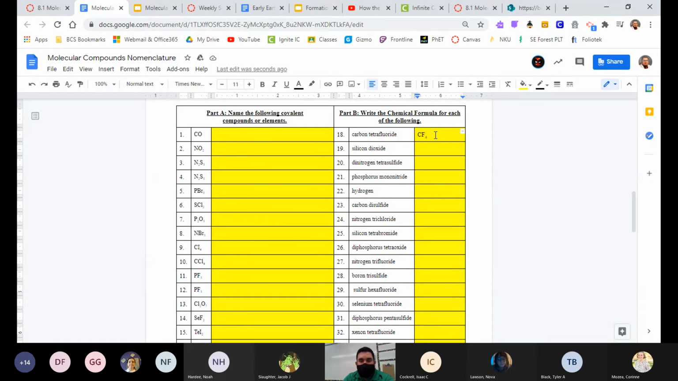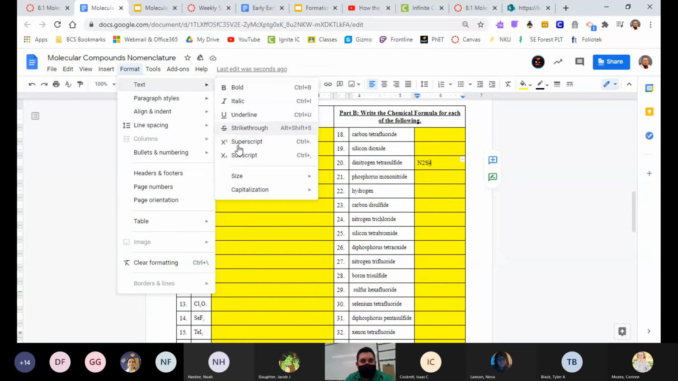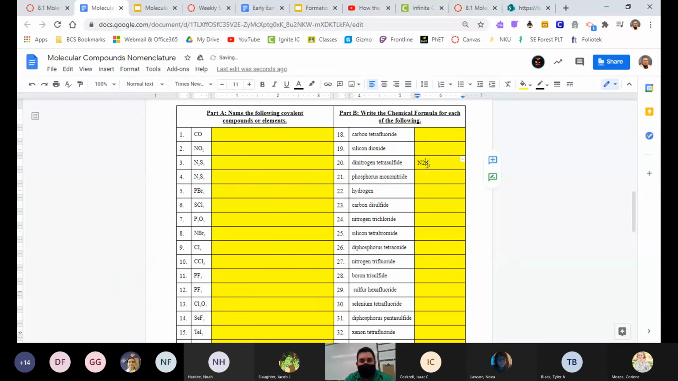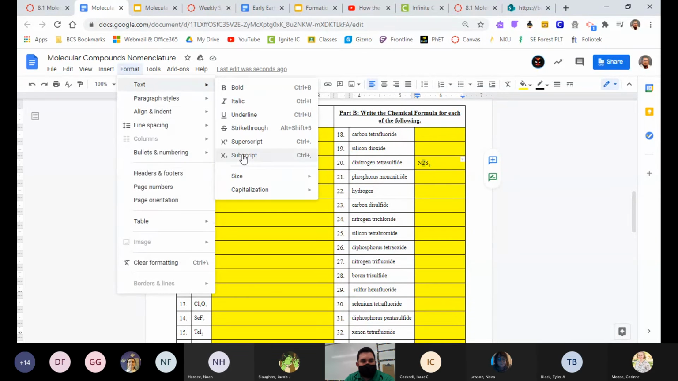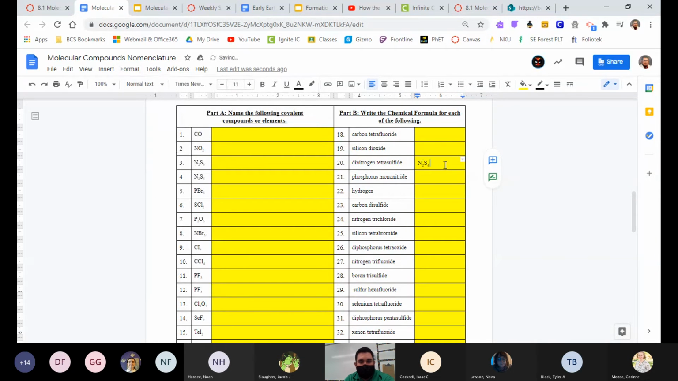Let's look at number 20. Number 20 is a little bit more interesting, but again, these are all pretty simple. So dinitrogen, so it's N2, and then tetrasulfide, S4. And again, I would highlight the 4, subscript it, I would highlight the 2, subscript it, and there's my formula there.